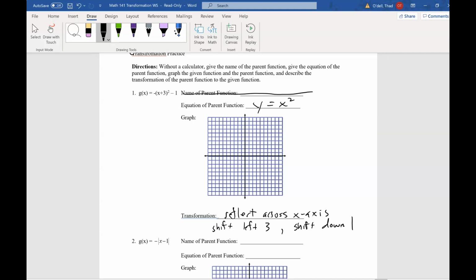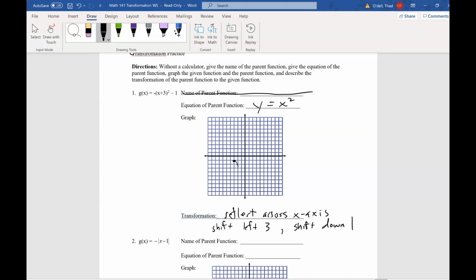So finally, to graph this, I'm going to establish a new vertex, which would be to the left 1, 2, 3, and down 1. So I'm going to put a little dot right there. And the negative flips it upside down, so I'm just going to draw a normal parabola. We know a parabola normally goes over 1, up 1, over 2, up 4. So it looks something like that.